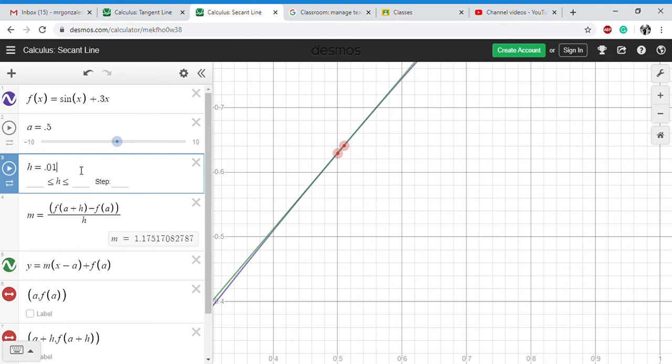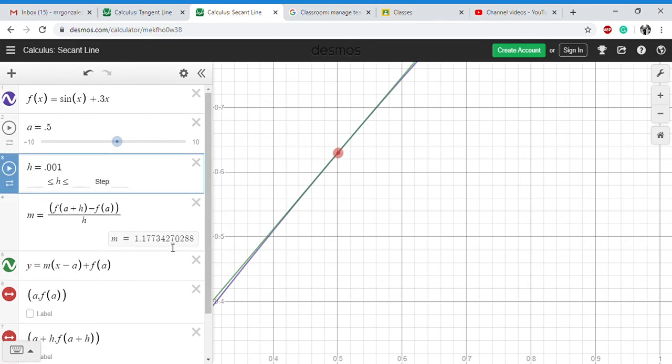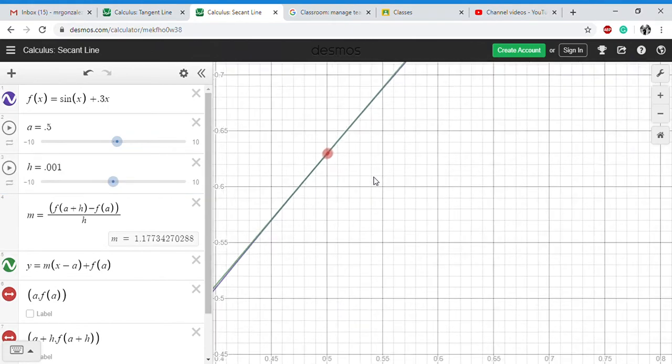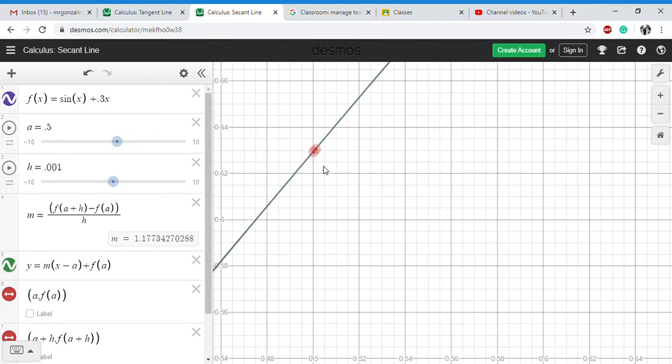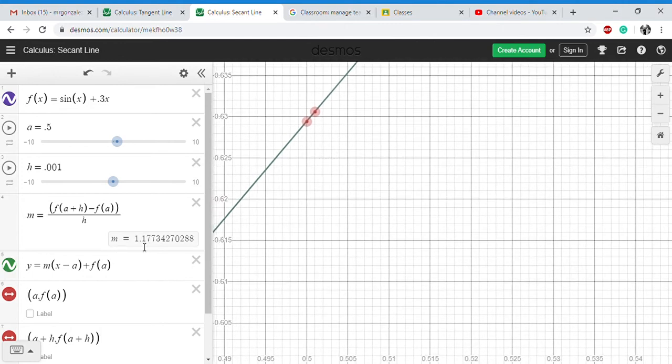to get very small. So look, for example, let's say I put the distance from 0.5 to 0.5001. Okay, so now the distance between my points is super mega small, and that secant line is going to touch the function at 2 points that are at a distance that is so close. Okay, so my slope is now more specific, and it gives me 1.17.